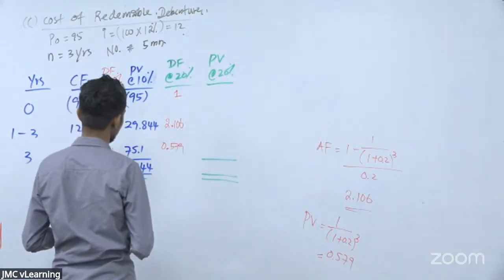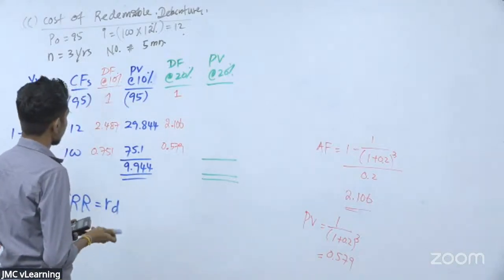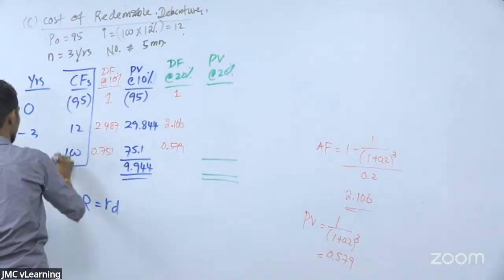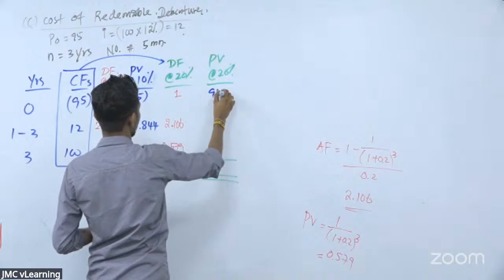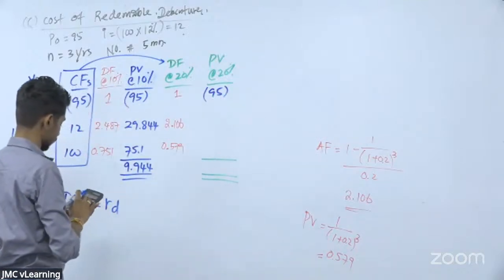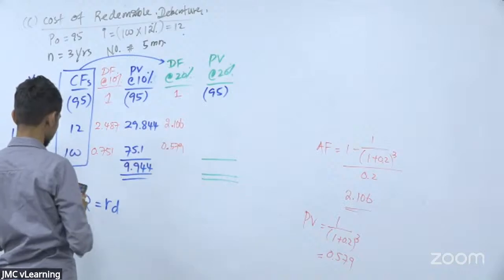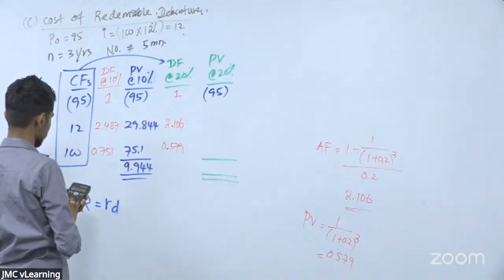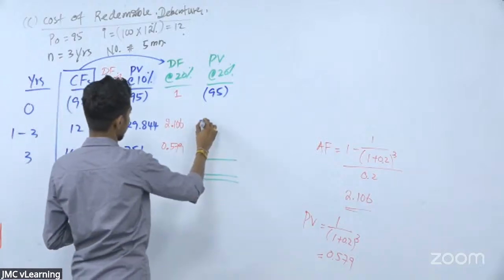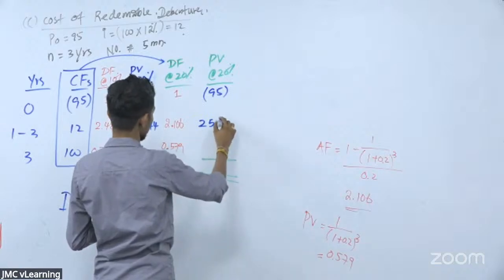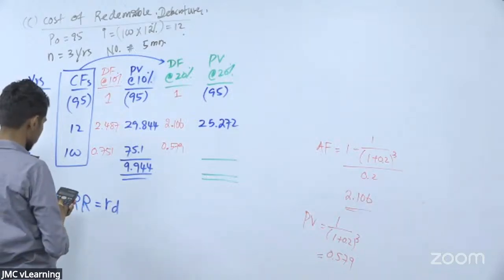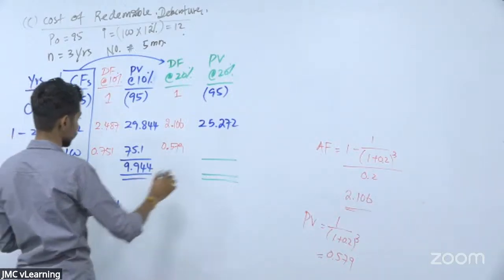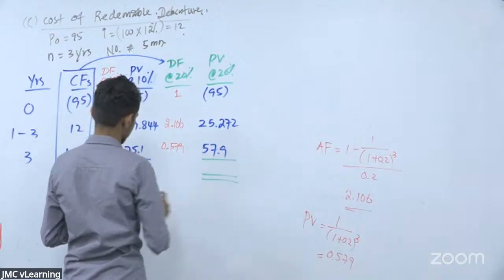0.579. Then you have to calculate the present value. Here you have to take this cash flow into this. 95 into 1, 95 minus. Then 12 into 12 rupees into 2.106, 25.272. 100 into 0.579, 57.9.